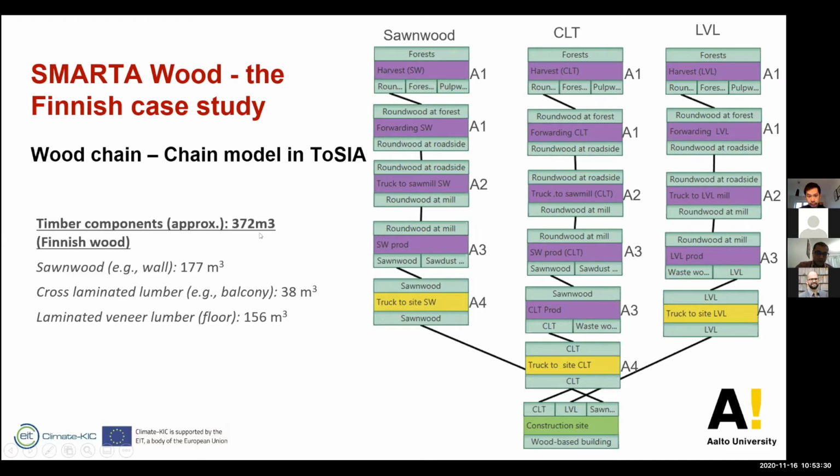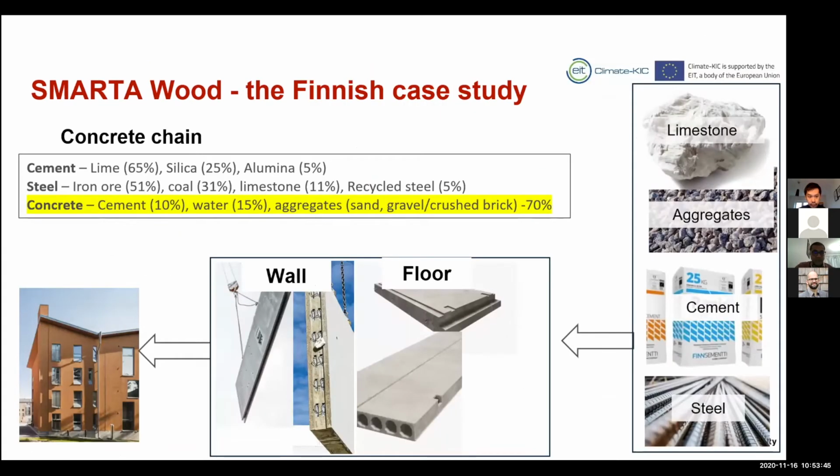And just to remind you, the amount of wood used was 370 cubic meters, and you can see the different fractions for different components. So here is the concrete chain. So these are the raw materials: cement, steel, and concrete.